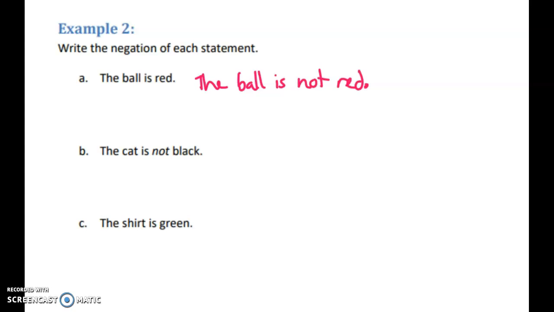Let's look at example B. It says, the cat is not black. If you negate that, you don't want to say the cat is not black. That's kind of weird. But remember, it's just the opposite of each statement. So if the cat is not black, the negation, or the opposite, is the cat is black. What would be the correct negation for the statement, the shirt is green? All right, it would be, the shirt is not green.